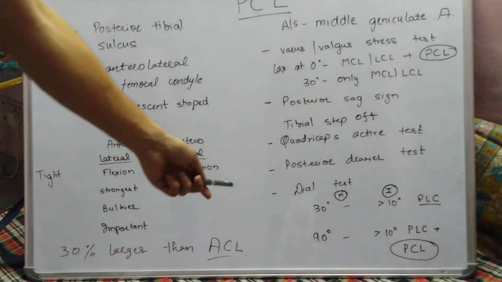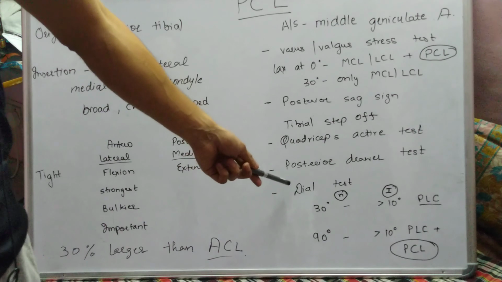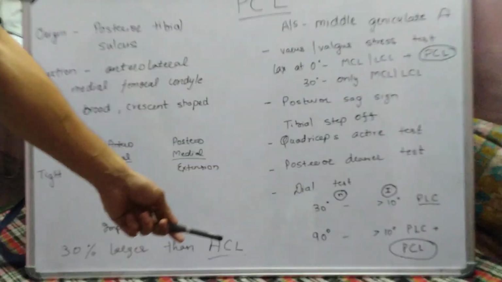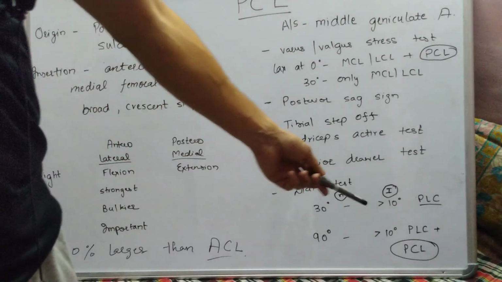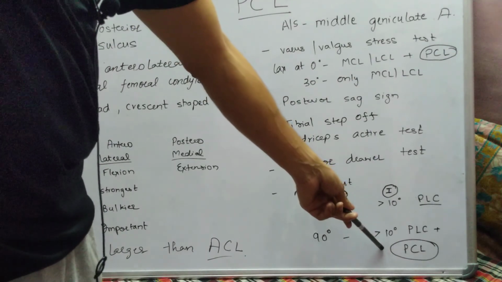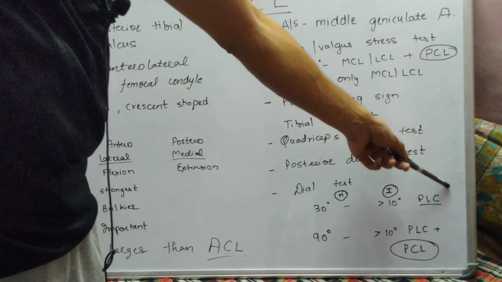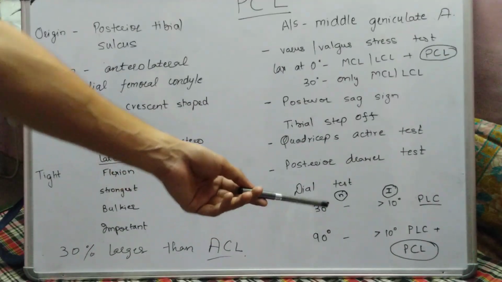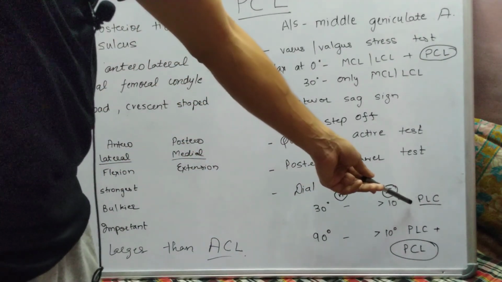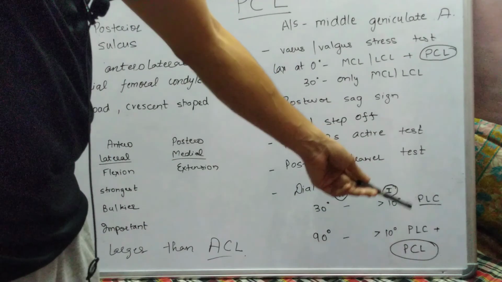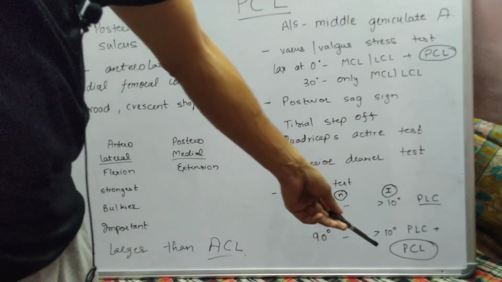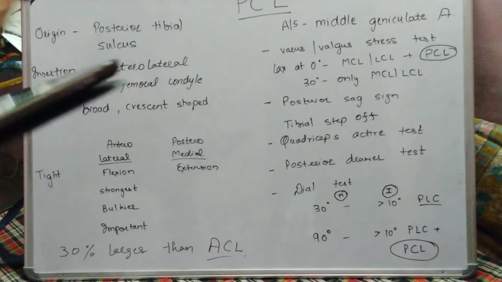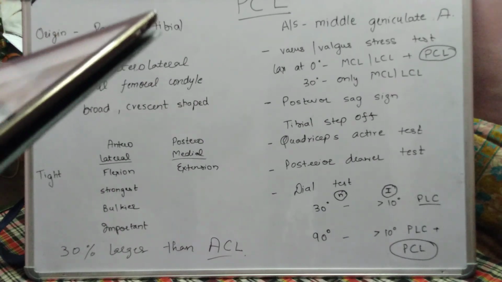And the last test, which is done in prone position, is known as the dial test. This is again a test to detect the posterior cruciate ligament injury along with the posterior lateral corner injury. We have various structures in the posterior lateral corner, so they can get injured other than the posterior cruciate ligament. This dial test is performed in prone position.